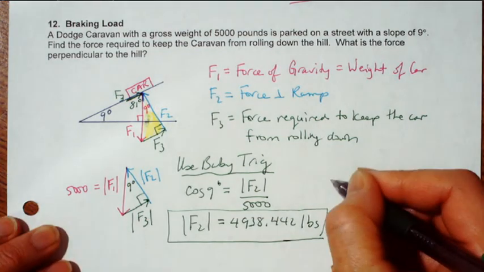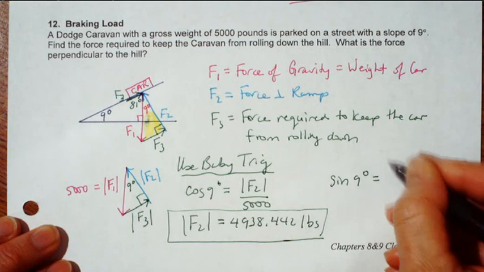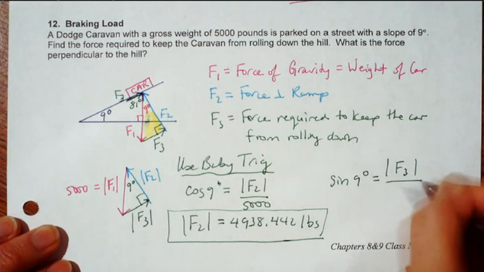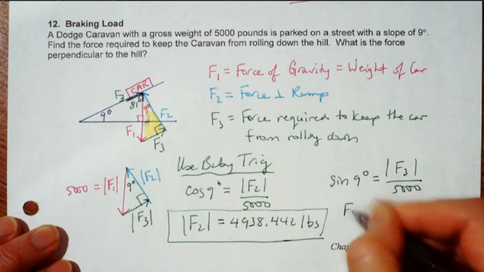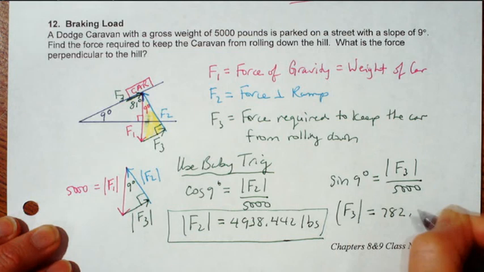And then to figure out what F3 is, I'll be using the sine ratio. So it's sine of 9 degrees, and that is equal to F3 divided by 5,000. So you get F3 to equal 782.172 pounds.